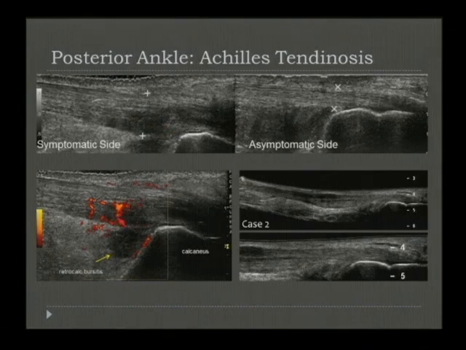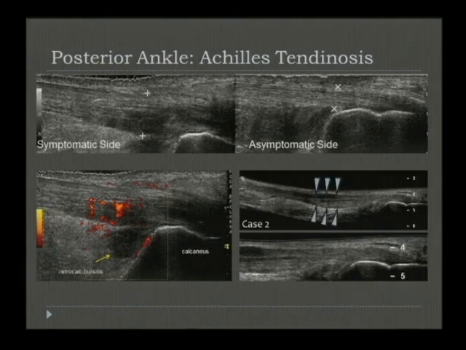You can see that there was hypervascularity within the area of tendinosis, and we saw distension of the retrocalcaneal bursa, which is a bursa which lies between the posterior aspect of the calcaneus and the anterior aspect of the Achilles tendon. Now you can see this normally, and the way we differentiate normal from abnormal for a retrocalcaneal bursa is the anterior-posterior dimension. If it's greater than 3 millimeters, then we call it abnormal. Anything less than that is typically within normal limits.